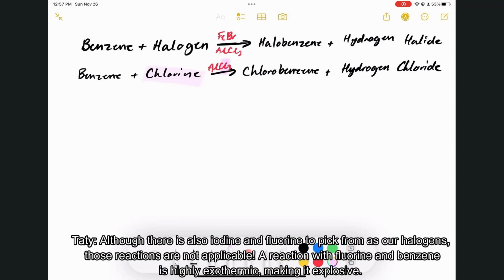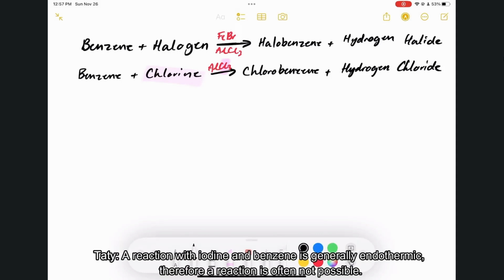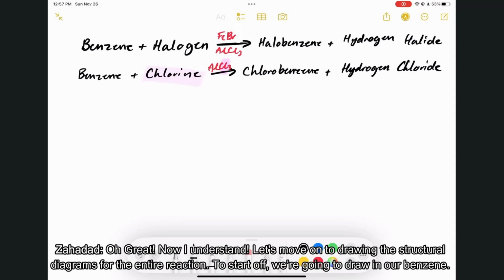Although there is also iodine and fluorine to pick from as our halogens, those reactions are not applicable. A reaction with fluorine and benzene is highly exothermic, making it explosive. A reaction with iodine and benzene is generally endothermic. Therefore, a reaction is often not possible. Oh, great. Now I understand.